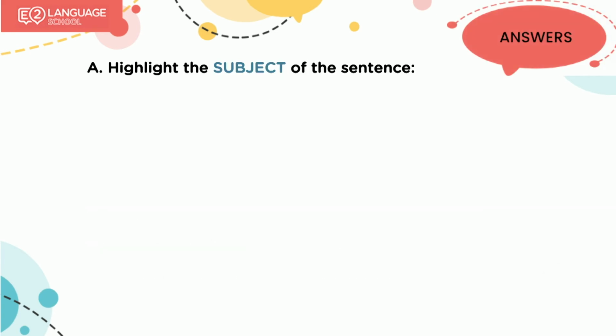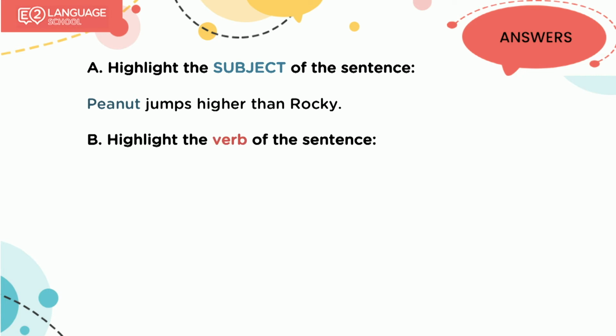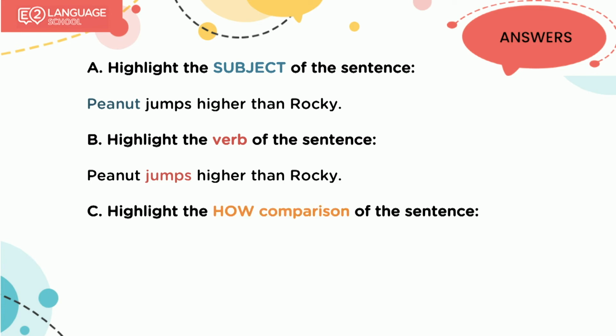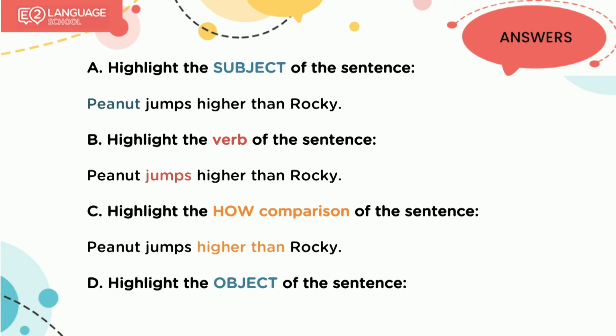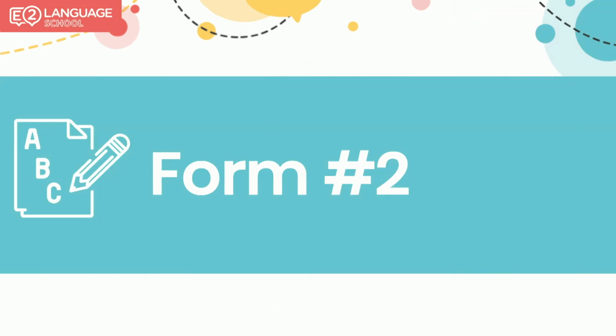Alrighty, so the subject here is Peanut. Now, we don't have a be verb, we've got a main verb, a do verb, jumps. So we're going to be comparing the way that Peanut and Rocky jump. The how comparison is higher than, and the object is Rocky. So Peanut jumps higher than Rocky. Cool bananas. Let's look at form number 2.